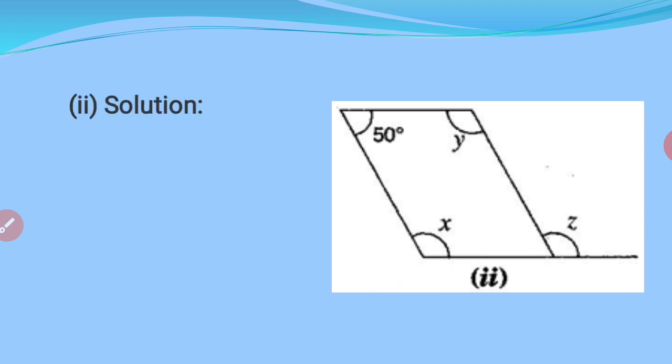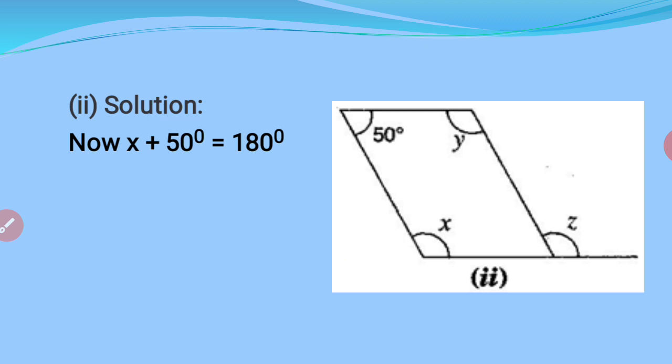Let's proceed with the next sub question. Again, one angle is given, that is 50 degrees. X, Y are the interior angles of the parallelogram, whereas Z is one of the exterior angles. But we have already studied about the properties of exterior angles also. There are certain other pair of angles that also can be used here. Let us begin with finding x initially.